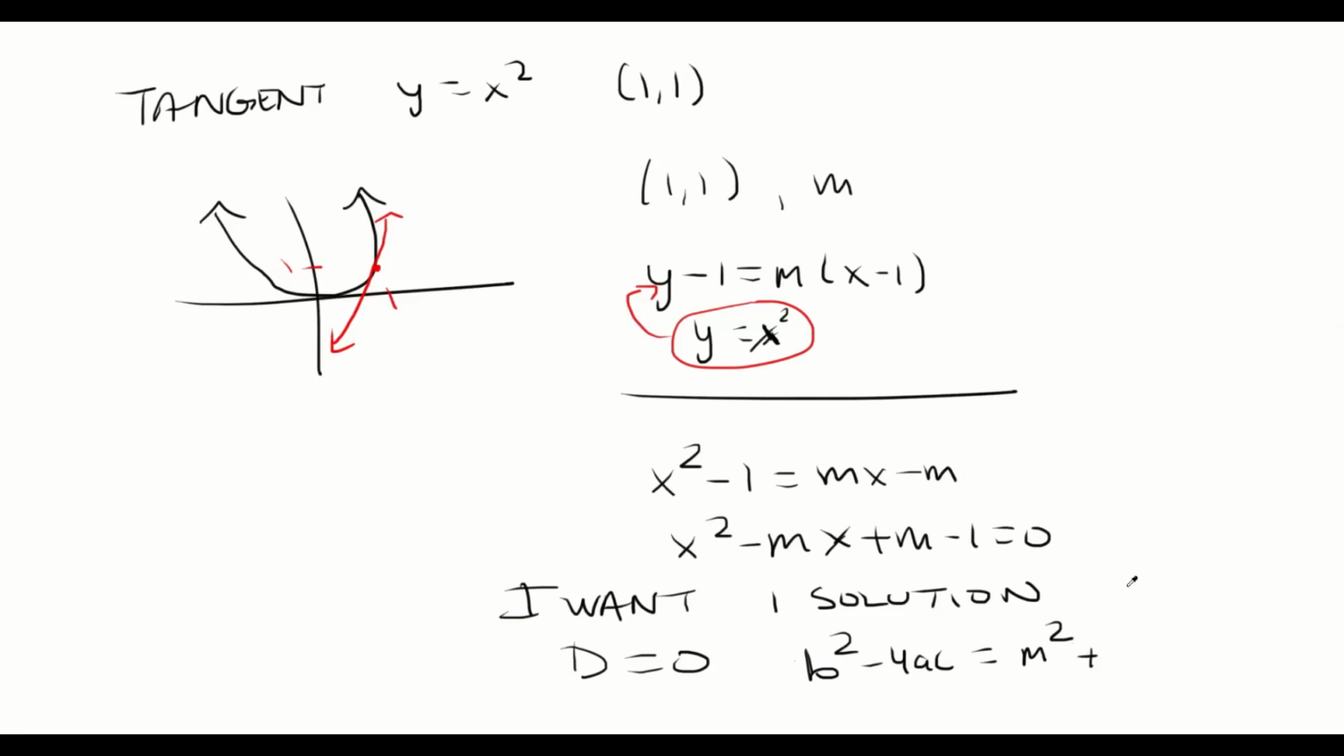Wait a second. B squared minus... No, sorry, this is wrong. This is C, by the way. This is B, this is C, this is A is 1. Okay, so let's try that again. So B squared is M squared minus 4 AC. So C is M minus 1 like that. So you want that thing to be 0.